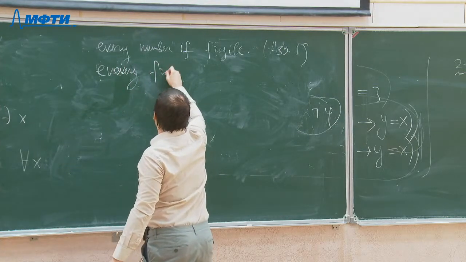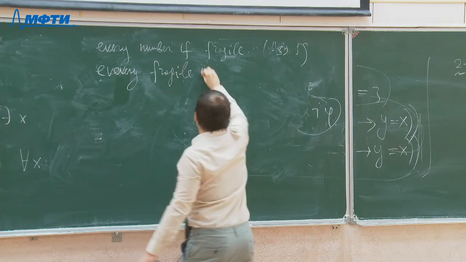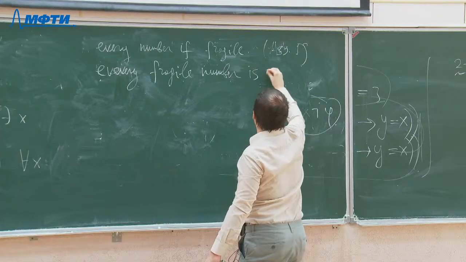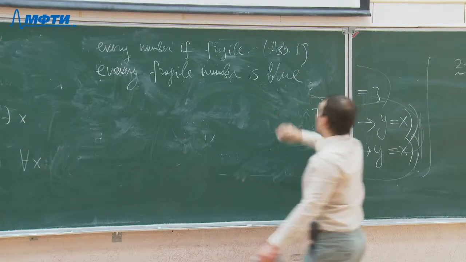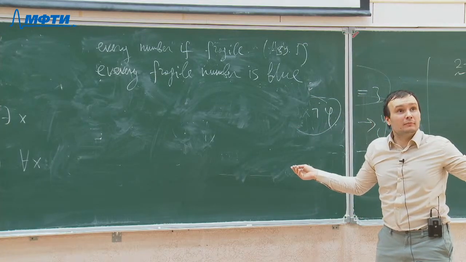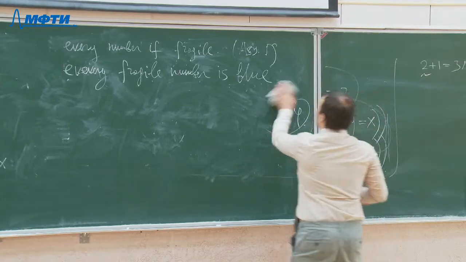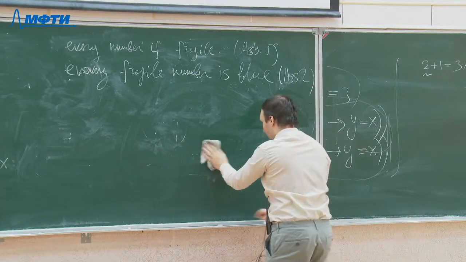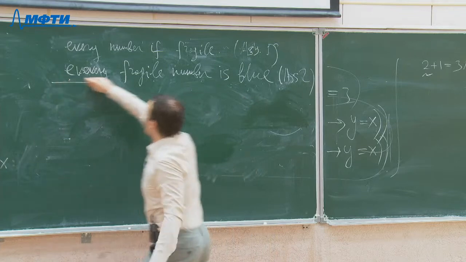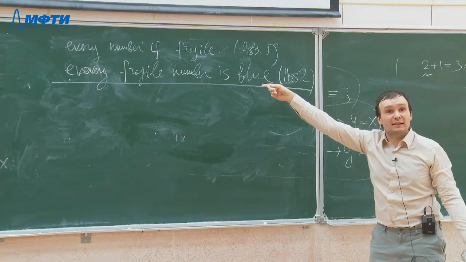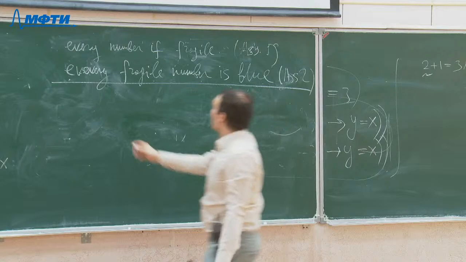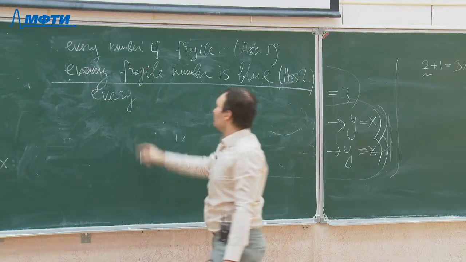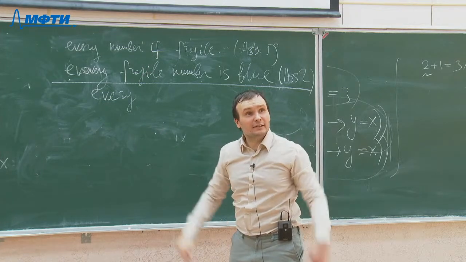Every fragile number is blue. That's another assumption. And now I want to conclude from that. What can I conclude here? Any ideas?